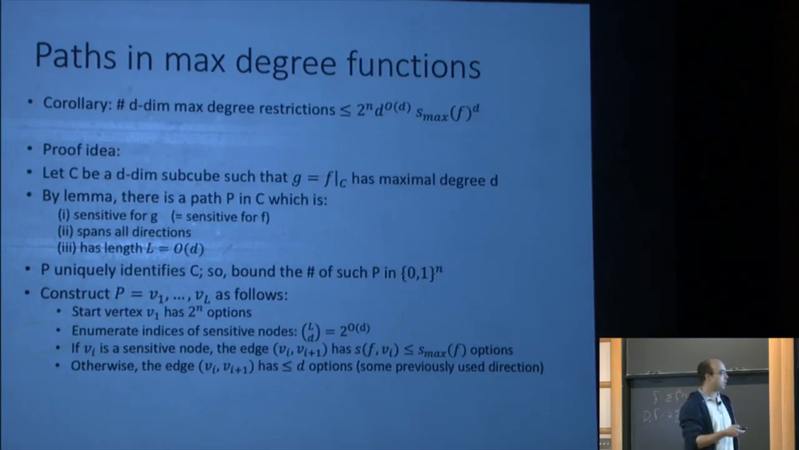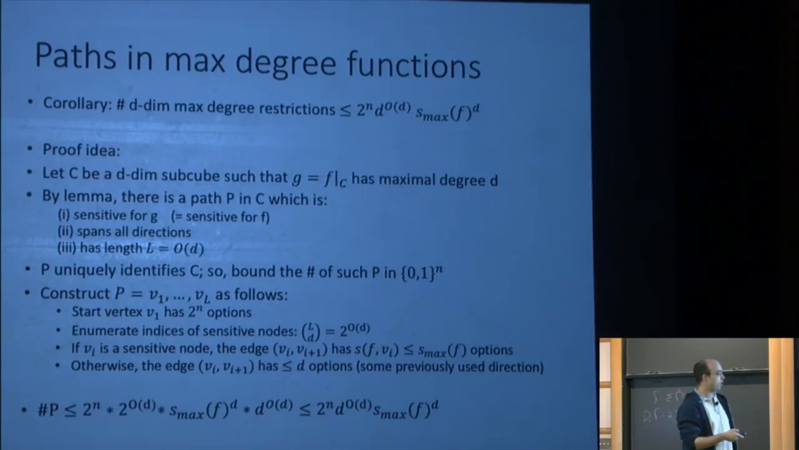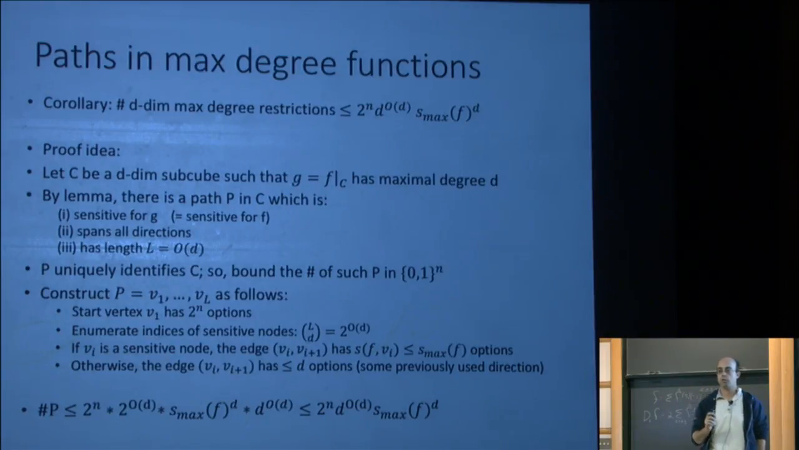So how many paths do we have in total? We just combine this together. We have 2 to the n options for the first node. We have something like 2 to the order D options for which nodes are the sensitive nodes. And once we fix this, for every sensitive node we have S max options, so totally S max to the D. And for all other nodes, we have D options, and the length is order of D, so we get what we wanted to get. So this was our main result.